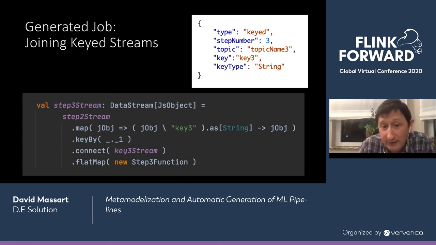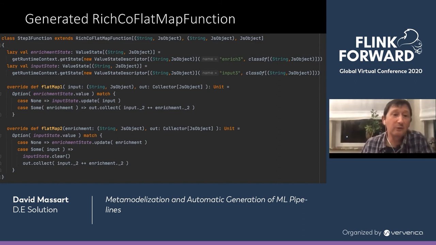So the last problem really that we have is to see how to generate this function. And actually, if you look at the code of the function itself, I hope it's not too small, you have all the information you need. Knowing that you name the function step three function, you have the information about the type of your key, and you can name the different states after the step also. And basically all the rest of the code will be the same each time. So with all these five elements we showed at the beginning, you're able to generate the complete enrichment step.